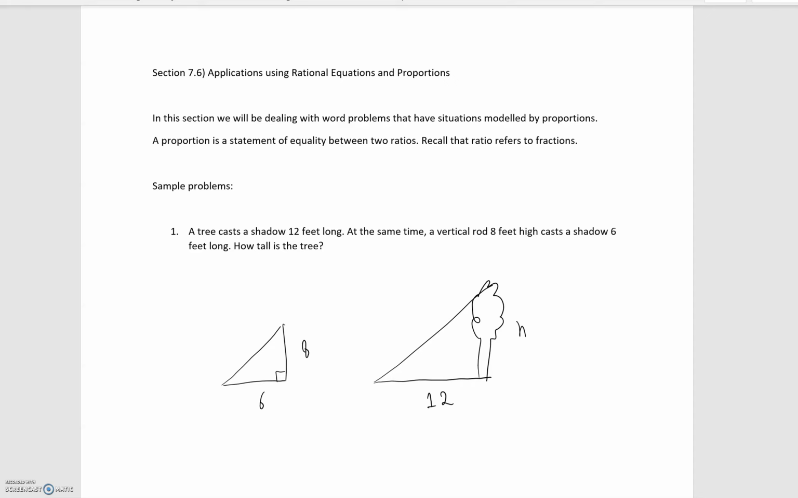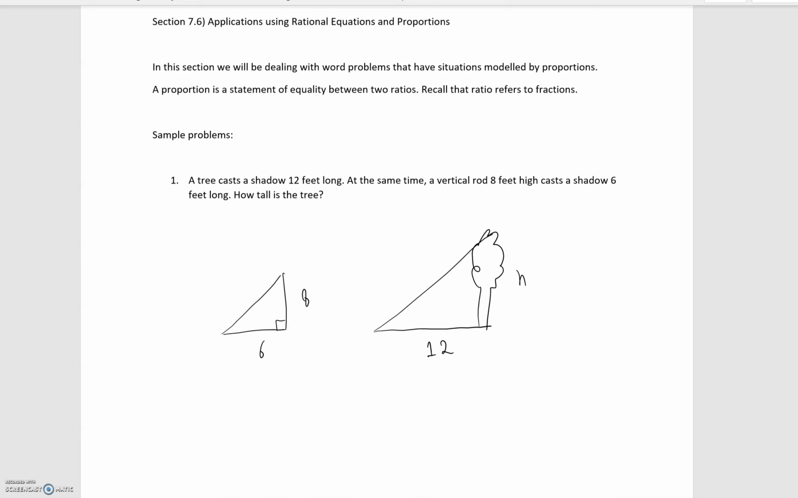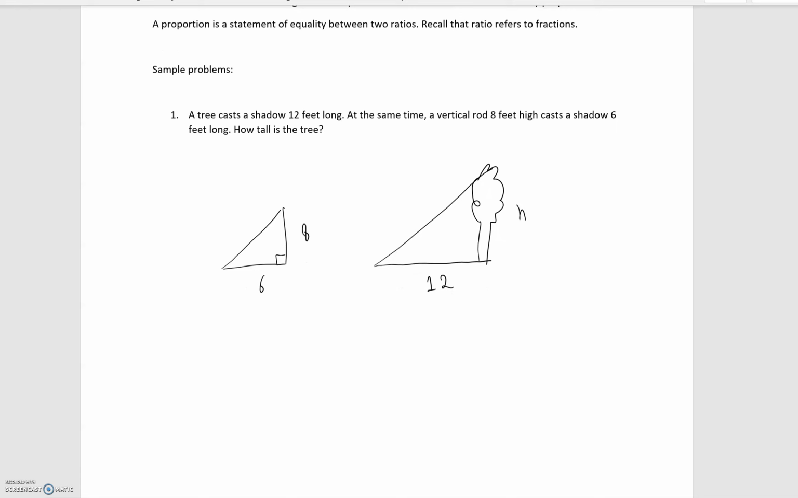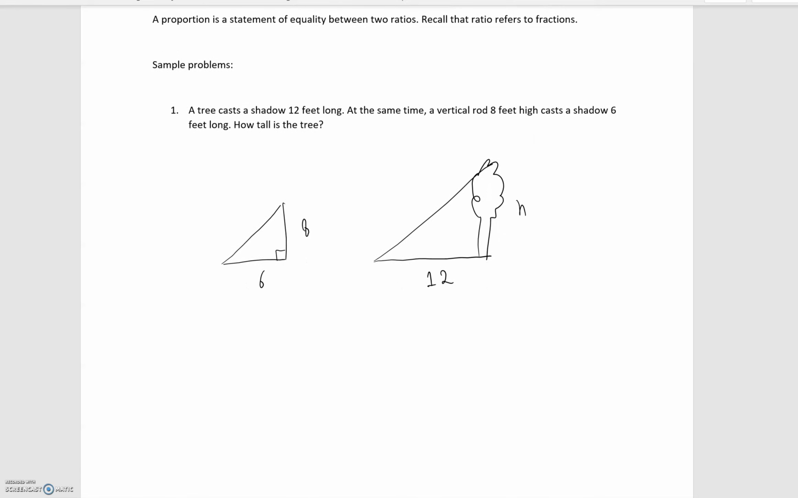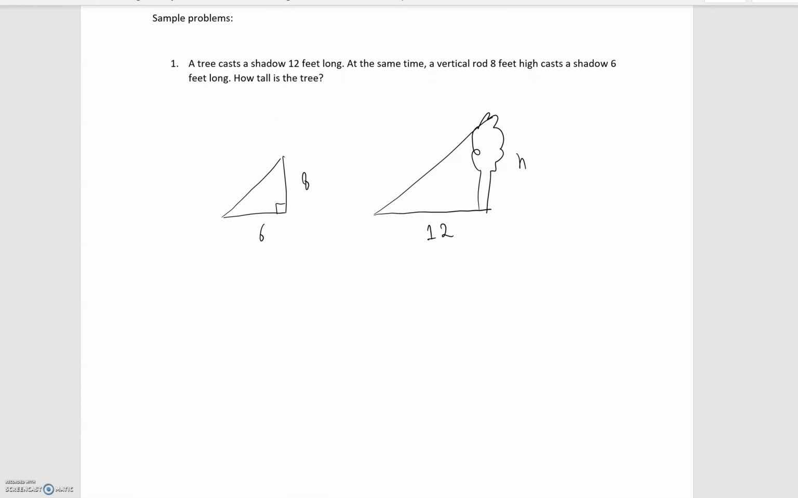The vast majority of the problems that I assigned from this section are going to be proportion problems involving similar triangles and also the distance formula. So let's take a look at an example from each of those two groups. Number 1. A tree casts a shadow that is 12 feet long. At the same time, a vertical rod 8 feet high casts a shadow 6 feet long. How tall is the tree?